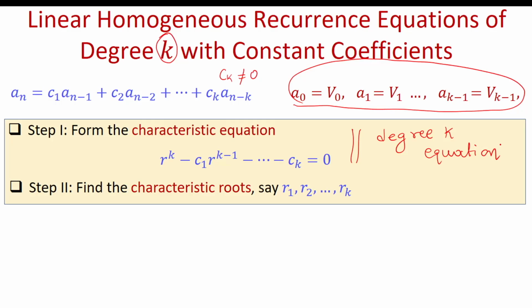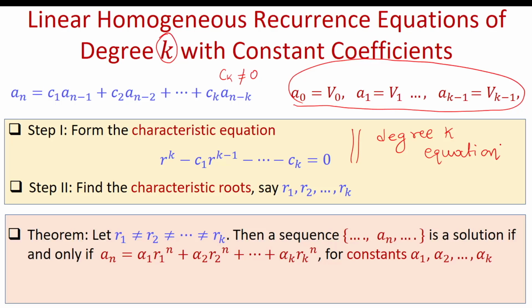Next, we will solve it and find out the characteristic roots. So let us denote the characteristic roots by r1, r2, and rk. Now, there could be multiple cases. The case that we considered when k was 2, and that we are going to consider here, is the case of distinct roots.